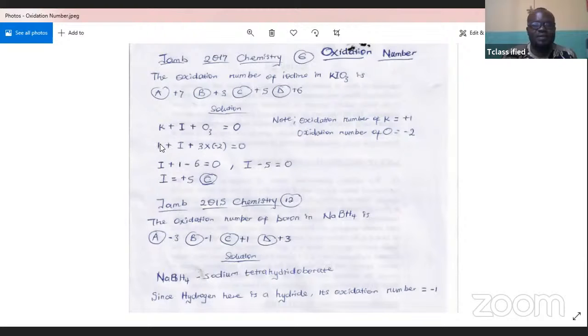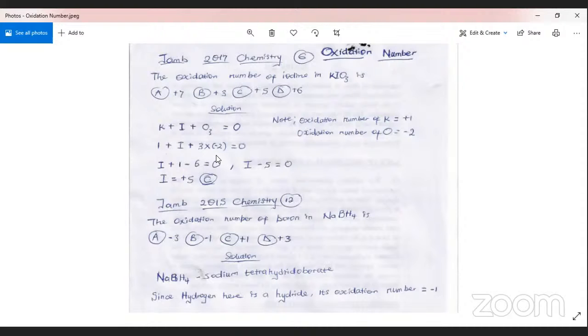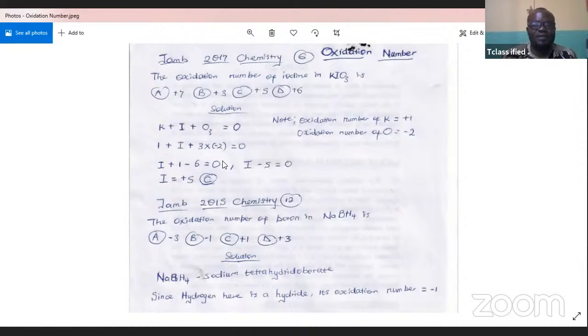So for potassium it's 1, plus iodine, which is what you're looking for, plus 3 atoms of oxygen. That's why we're having 3 times -2, which is the oxidation number. So equal to 0. You sort it out. 3 times -2 is -6. So when you now do 1 - 6, you have -5. Take it to the other side to make I the subject. So you have +5. That is how we came about that.